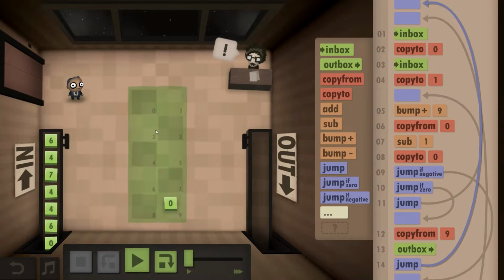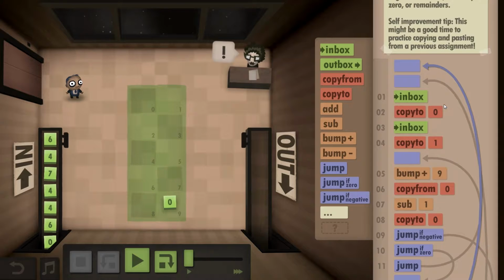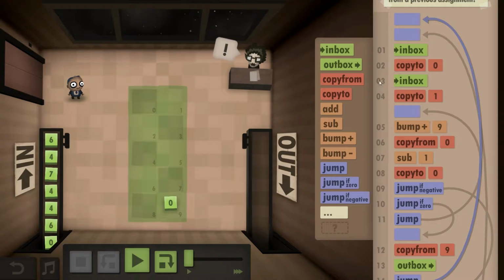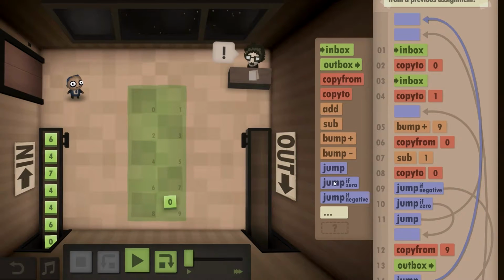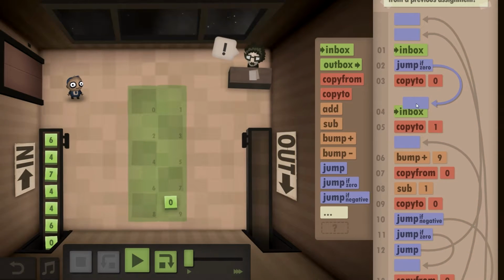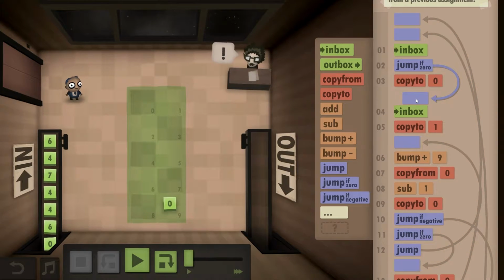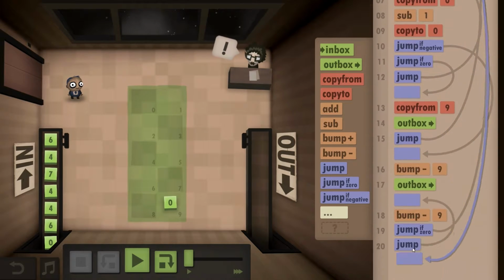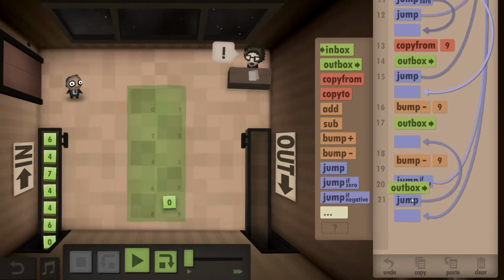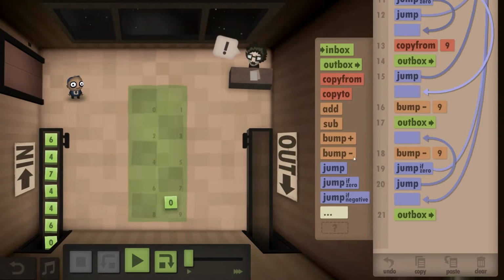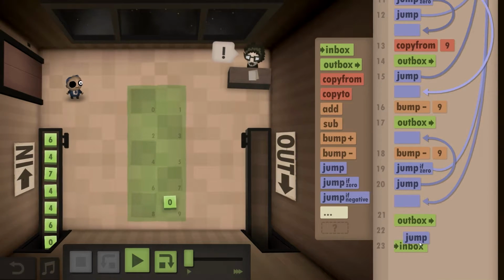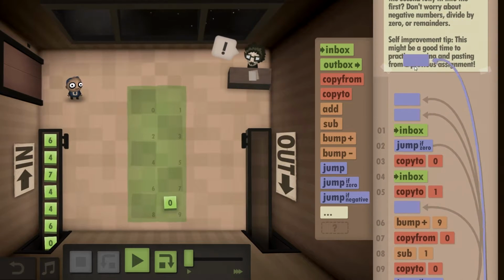Zero divided by anything is zero, isn't it? So if the first number is zero, then we outbox it, but we also need to pull that first number out and just dump it. If the first number is zero, outbox it, inbox, and then just go back to the start and start again.